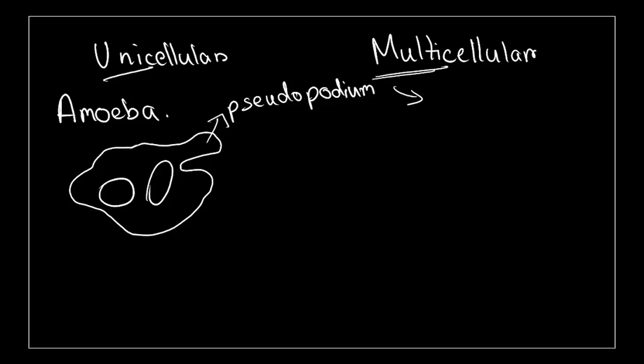Amoeba also feeds on smaller things like bacteria, and the pseudopodia flow around the food. The food is then taken into the cytoplasm in a food vacuole, and chemicals called enzymes are added to the food to break it down. So this is amoeba. Now let's move on to multicellular organisms.